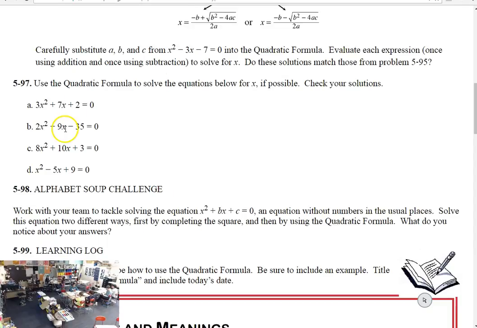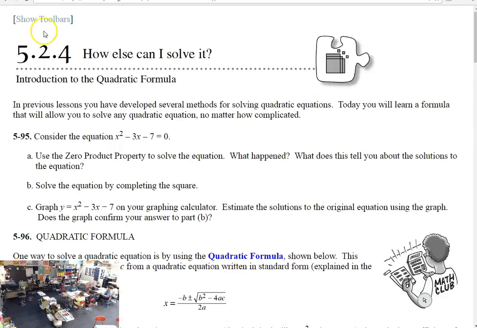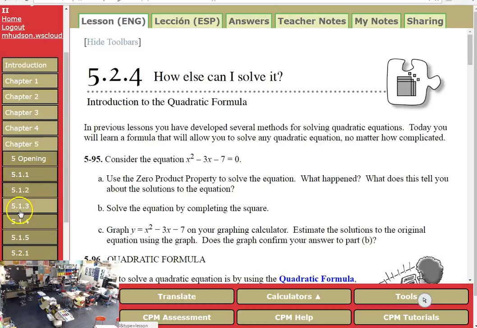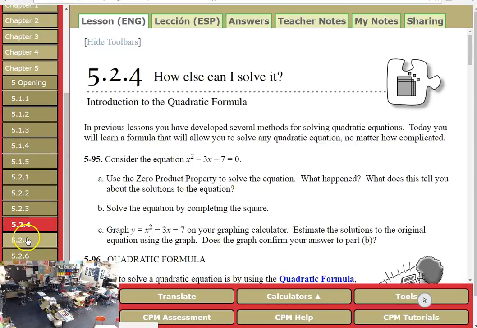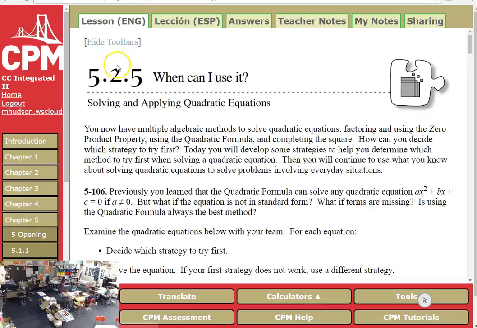All right. So moving on to 5.2.5, we'll come back to coding if we want to, but we don't necessarily have to do that since we know the quadratic equation now.